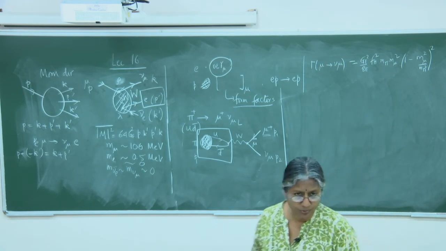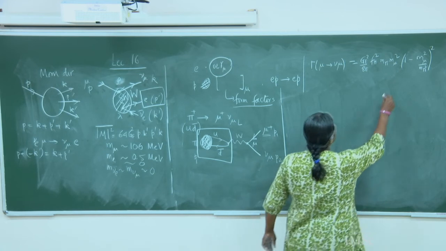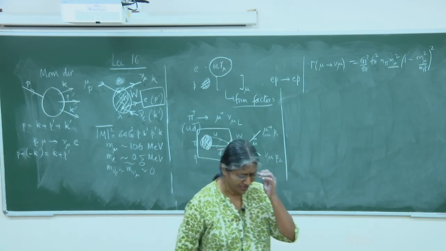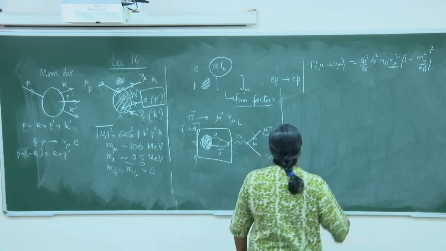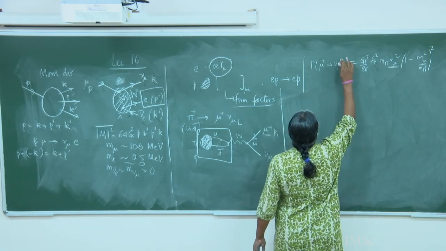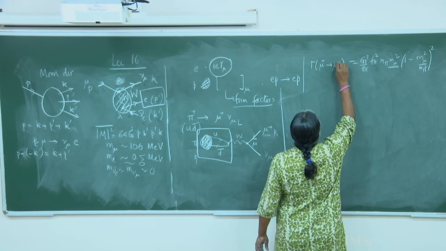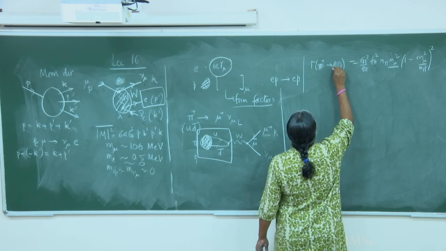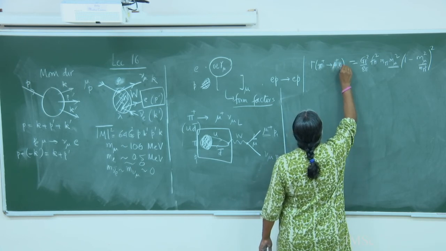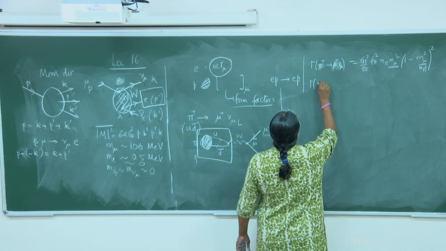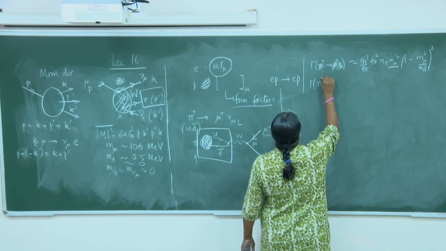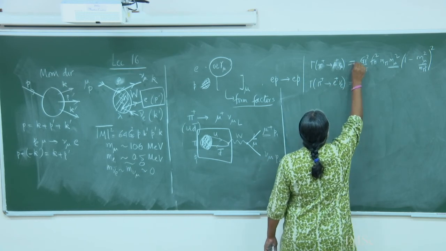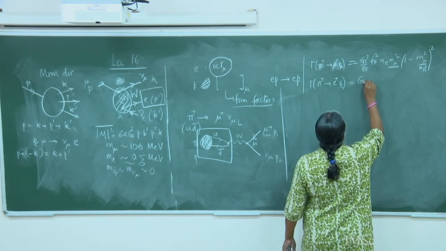I just don't want to keep on doing these traces. So the main thing is that it is proportional to mu squared. I want to make two remarks over here. The first remark, so this is pi plus goes to mu plus nu mu. Sorry. Now I can simply write it down by inspection, right?